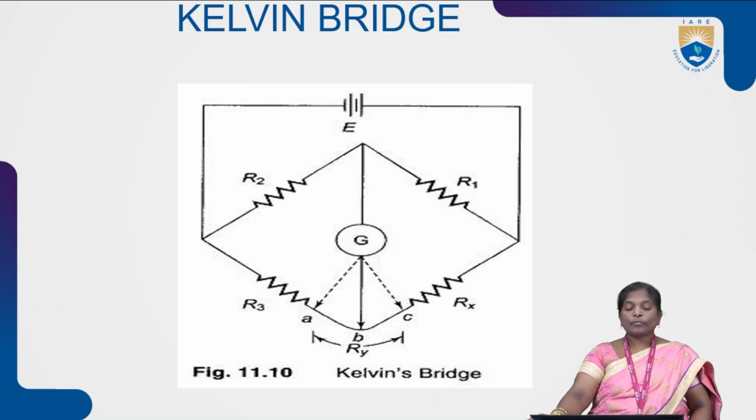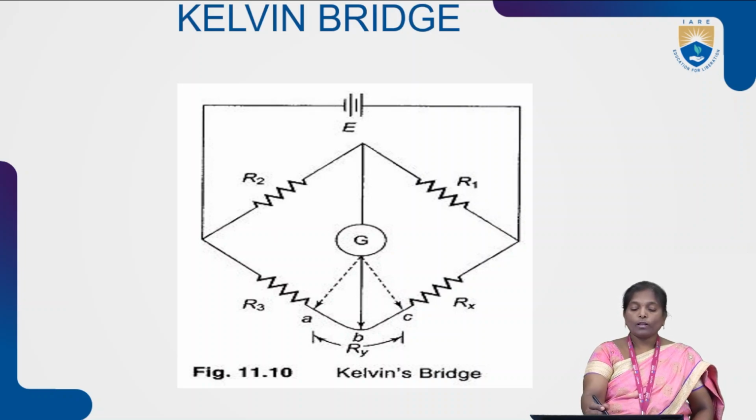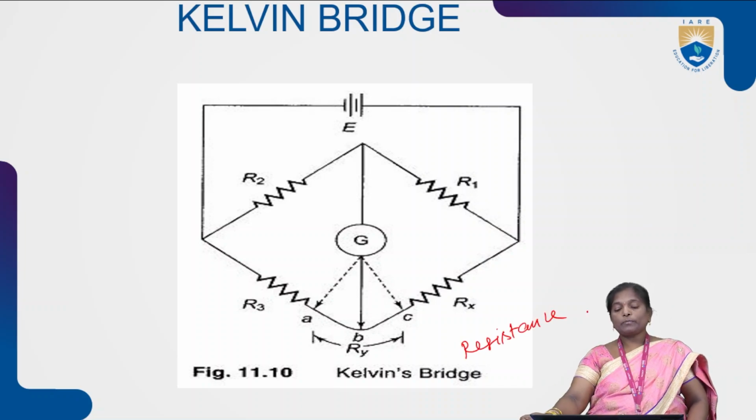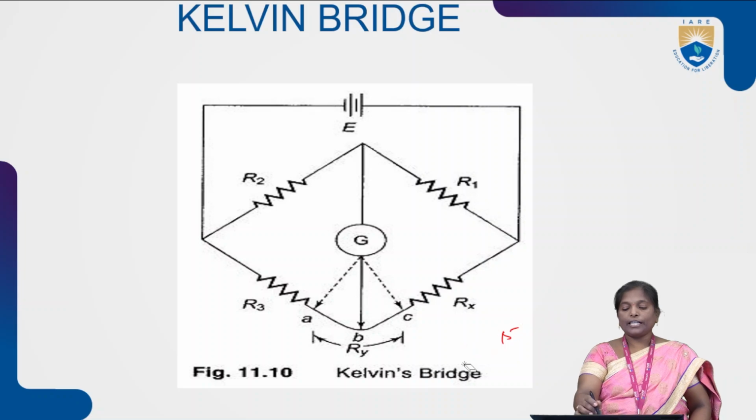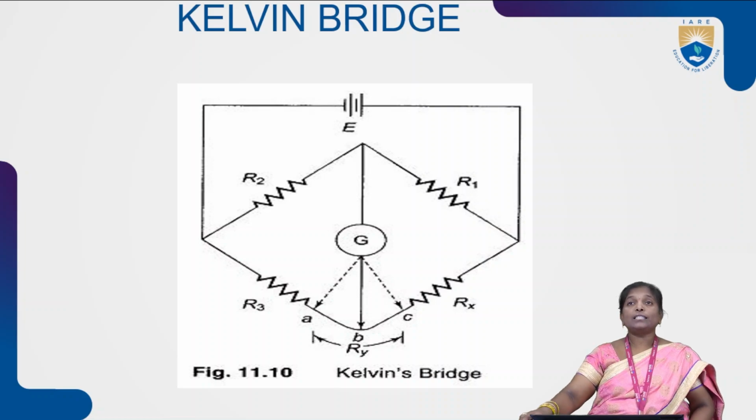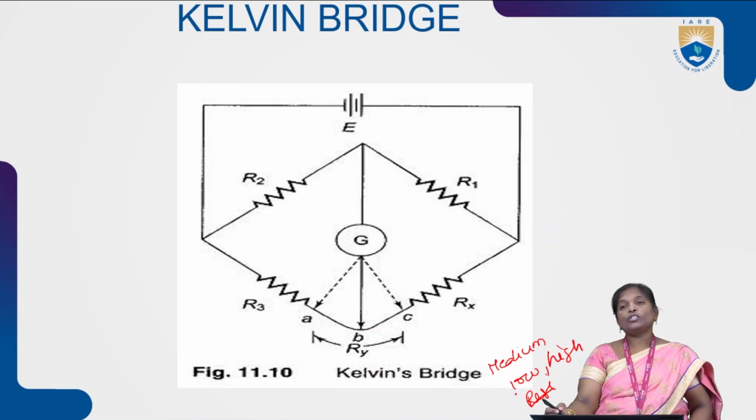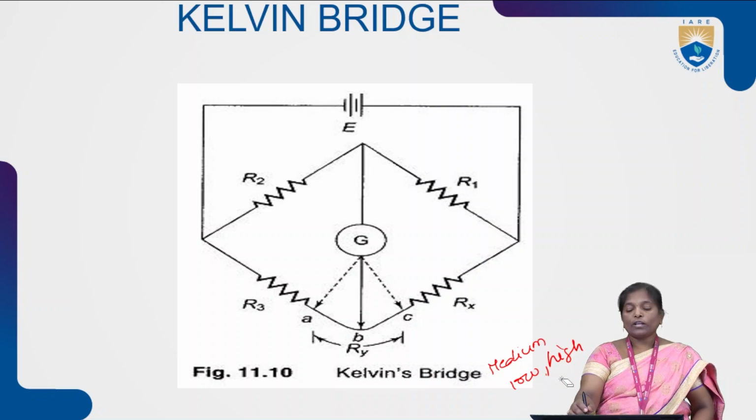This is a DC bridge. In this DC bridge, finally we are going to measure unknown resistance. We have two types of DC bridges to measure resistance. One is the Wheatstone bridge and the other is the Kelvin bridge. With the help of the Wheatstone bridge, we measure medium resistance. If the resistance value is too low or too high, then it is very difficult to measure the resistance with the Wheatstone bridge, so we go for the Kelvin bridge.